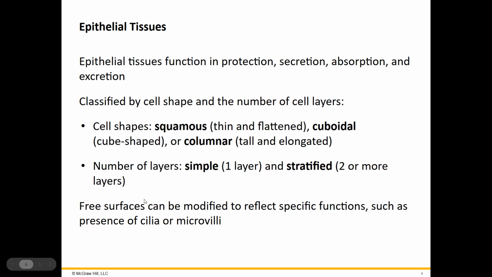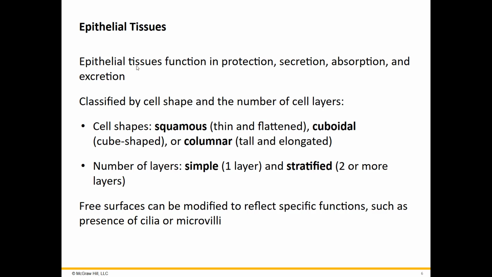A free surface can be modified to reflect specific function. So often, epithelial tissue will have this thing called cilia. We talked about that last class. That's the little hairs that push things along. Or microvilli, which is just really tiny cilia. Microvilli help with absorption, cilia help push things along. So you can imagine that the inner lining of our intestines, which absorb nutrients, have microvilli. But the lining of our throat, or rather our trachea, will have cilia because it'll stop dust and things from getting into our lungs. Yeah.